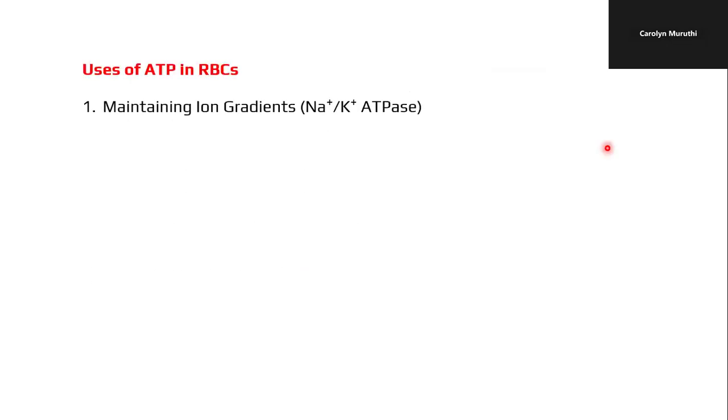And you see that ATP powers the sodium-potassium pump, keeping sodium low and potassium high inside the RBCs. And this is crucial for preventing osmotic imbalance and swelling or lysis. ATP stabilizes interactions between cytoskeletal proteins and the plasma membrane, and this keeps the RBCs' biconcave shape and flexibility so that they are able to squeeze through narrow capillaries.